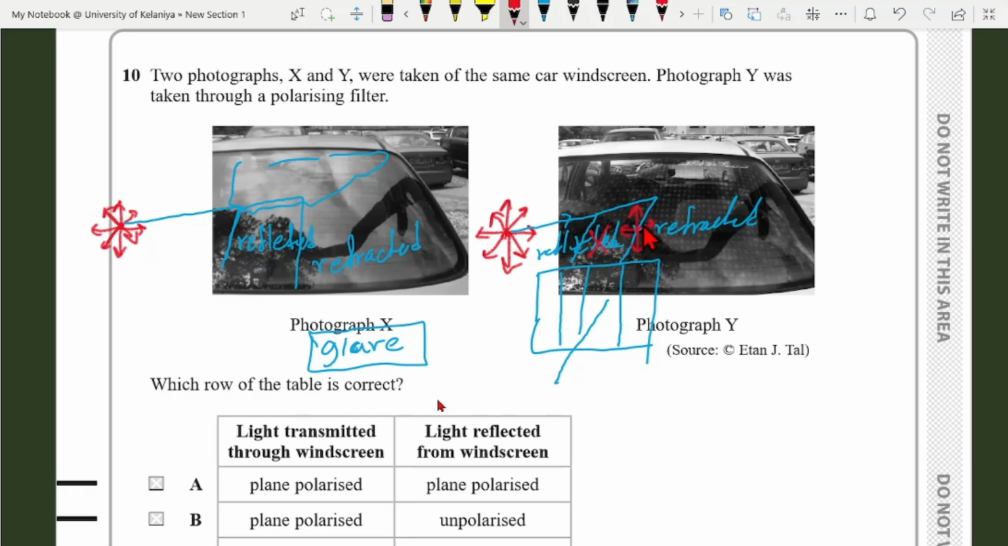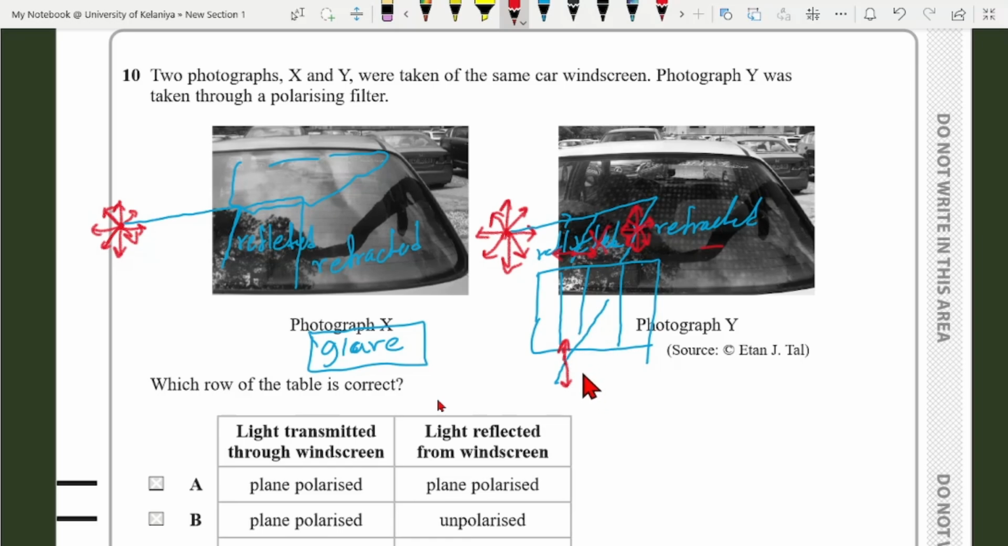Unpolarized light. It should contain unpolarized light, so they can come like this, right? Then the reflected light can't pass. Why? The light should be plane polarized. That's why they can't come through this polarizing filter. Refracted light can pass through this polarizing filter. That's why we can see inside the car. The light goes through this windscreen and comes back to our eyes by hitting these barriers. Then we can see inside the car because the refracted light can pass through this polarizing filter.